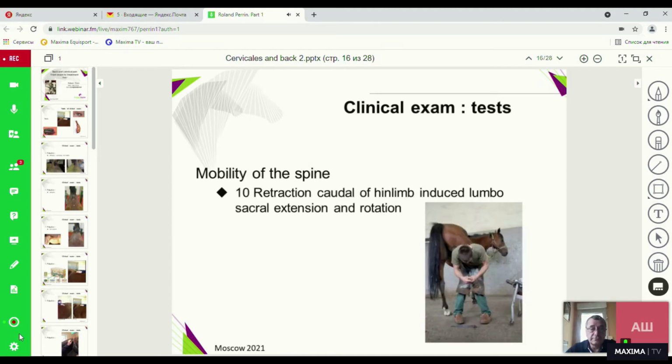It is the same when the farrier does an extension of the legs. Sometimes he can have an action on the spine, and especially on the thoracic. So if the farrier says that it's difficult for him to have this extension, you have to think about the joint, but you can think about the back too.